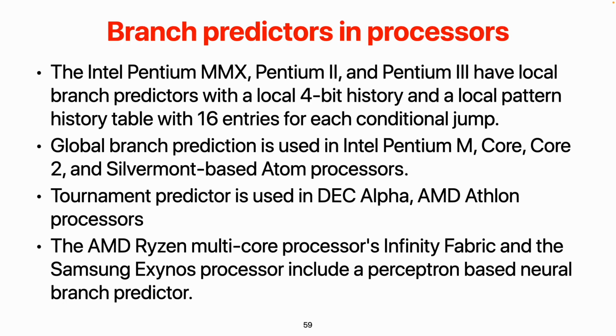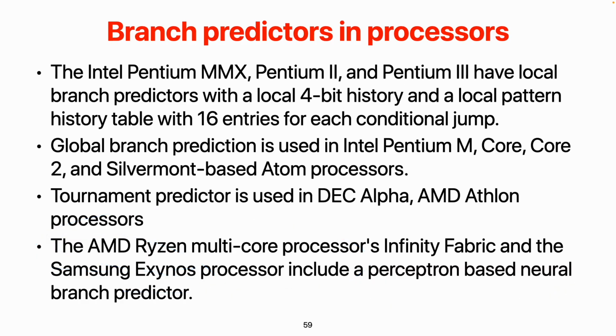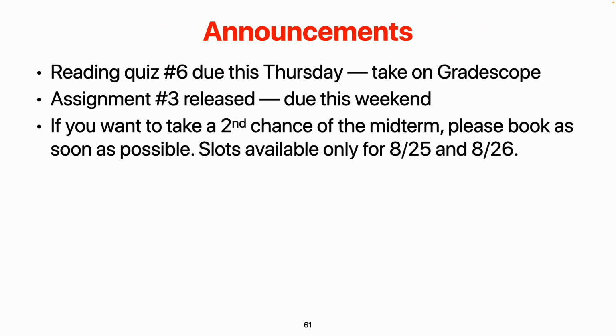In fact, perceptron is one of the predictors that has been used in AMD processors and Samsung's mobile phone processors. So it's indeed in use nowadays in your processor. All the branch prediction methodologies that I introduced today have been, or still are, in use. So they are pretty useful. But the big takeaway here is that all modern processors have branch predictors. So based on what you have learned from this lecture, you should try to make your data better aligned, or change the way you write your if-else statements, to make your code easier to predict. That's the takeaway of this lecture.